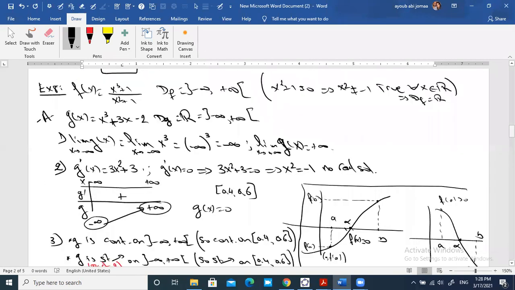طيب. From the table of variations here between 0.4 and 0.6 we have some value alpha. Here is the solution. Solution of the equation g of x equals 0.